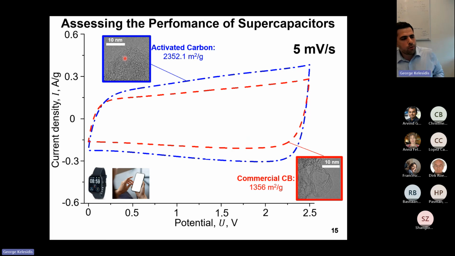We actually did these measurements also for a commercial carbon black grade, the Ketjenblack that I mentioned before. Here you can see that the voltammogram also has an ideal shape. However, its maximum current density is slightly smaller compared to that of the activated carbon. And this is due to the smaller specific surface area of this commercial carbon black compared to the activated carbon. So the current density depends on the porosity and the available surface for electrolyte ion adsorption and desorption.